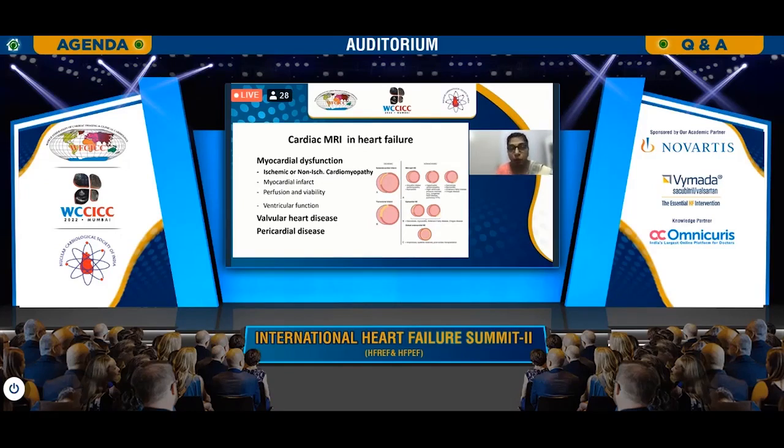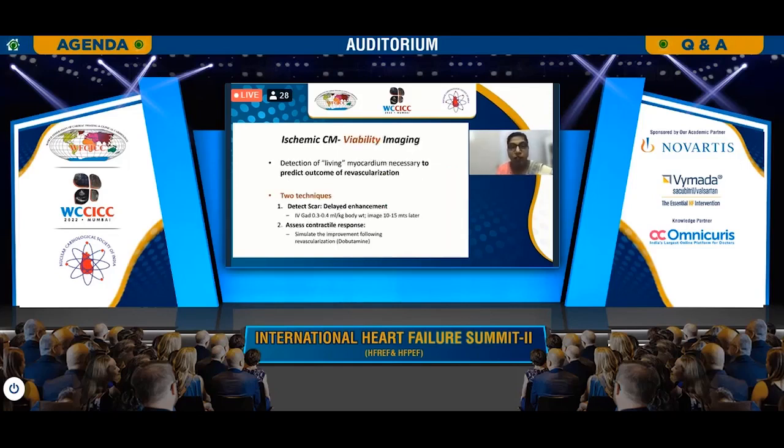When we talk about myocardial dysfunction as a causative agent for heart failure, MRI has a very primary role in distinguishing ischemic versus non-ischemic cardiomyopathy. It is also a very good investigation for evaluation of myocardial infarct, to look at perfusion and viability, and it's the gold standard for getting a reference value for ventricular function, since it is operator independent, unlike echo.